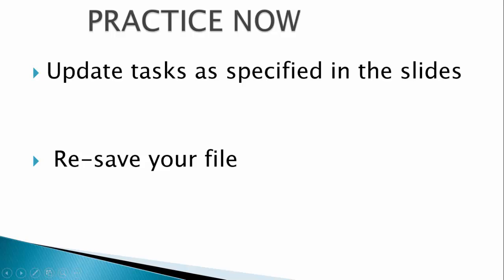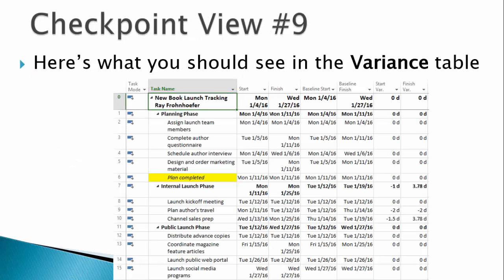Now it's time for you to practice. Enter the progress on the plan as shown in the slides and resave your file. Notice from the variance table view, you will have negative variance on 2 of the internal launch phase tasks, Plan Authors Travel and Channel Sales Prep. This lets you know you are falling behind.